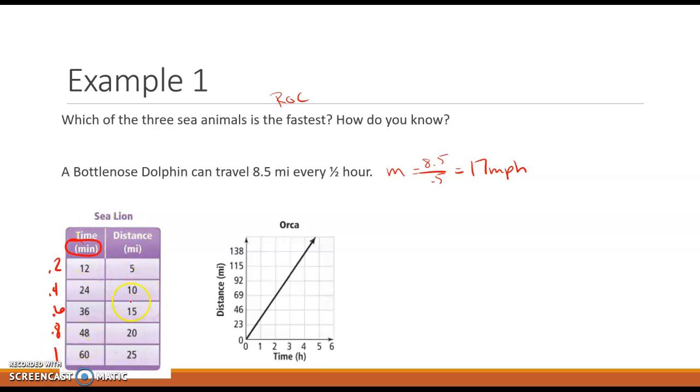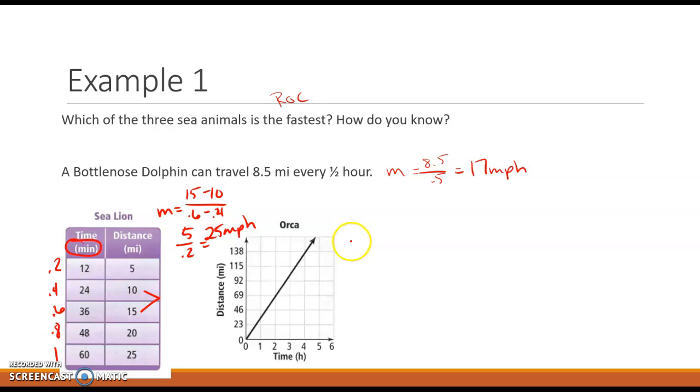All right, so when I go to pick 2 points, say like this (0.4, 10) and (0.6, 15), when I go to find that slope, I'm going to use my decimals instead of my minutes. So here we have 15 minus 10 over 0.6 minus 0.4. So then we end up with 5 over 0.2, and 5 divided by 0.2 is 25 miles per hour.